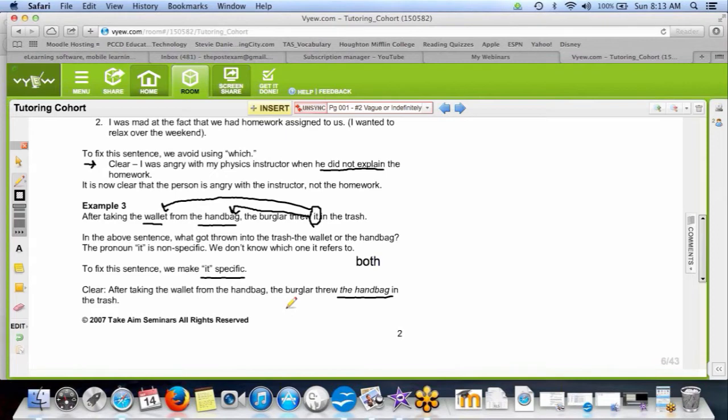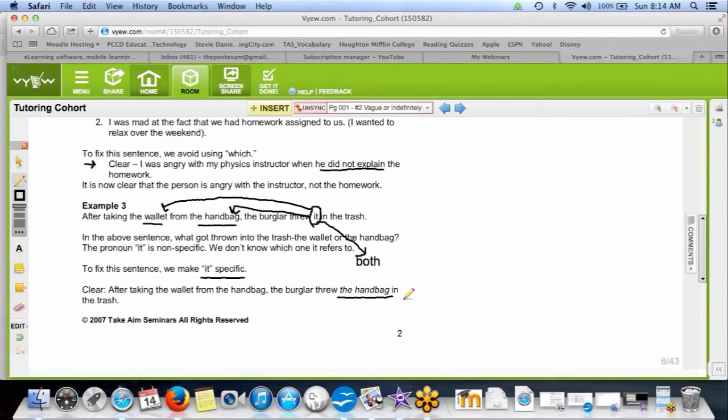Or if I wanted to indicate that the burglar threw both of them away, well, then I change it to both. Because both is a pronoun that I can use. Because I have more than one thing. And both is a plural pronoun showing more than one thing. And since if I wanted to make this more than one thing, then I would say, after taking the wallet from the handbag, the burglar threw both in the trash. Okay, so now I know he threw the wallet and the handbag.